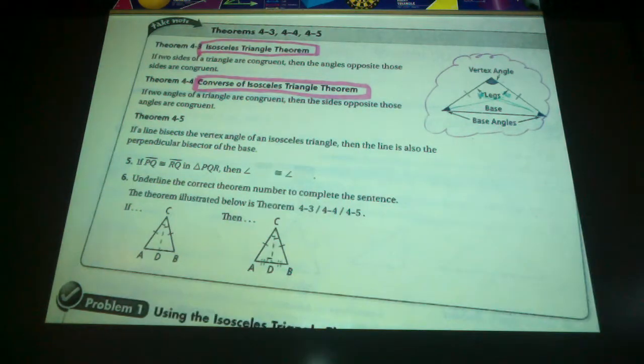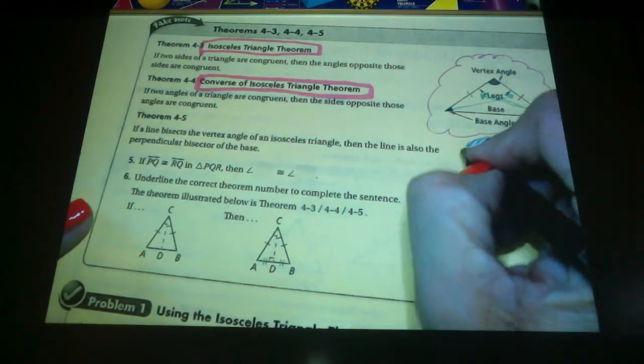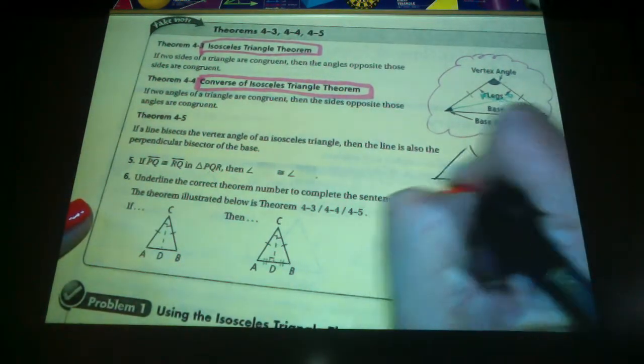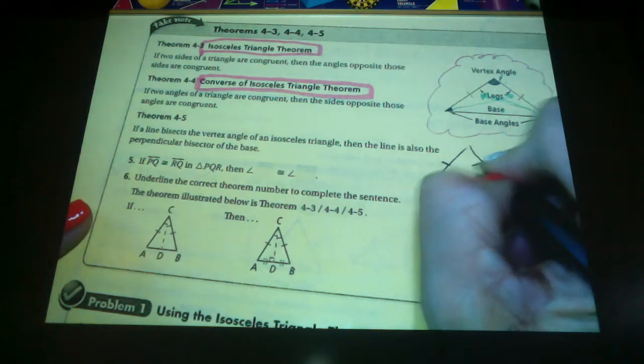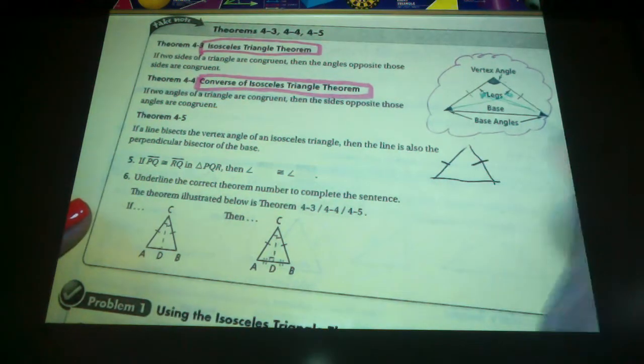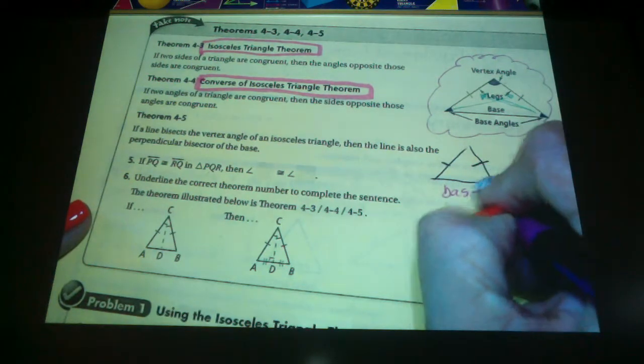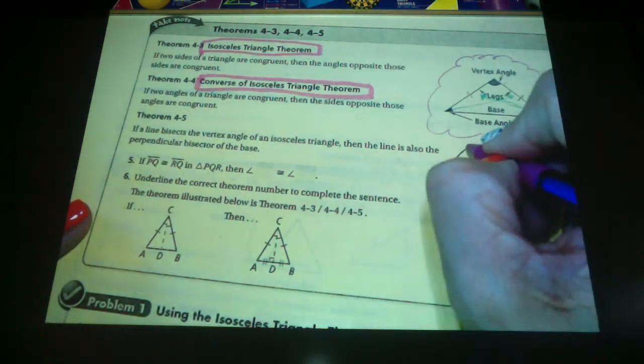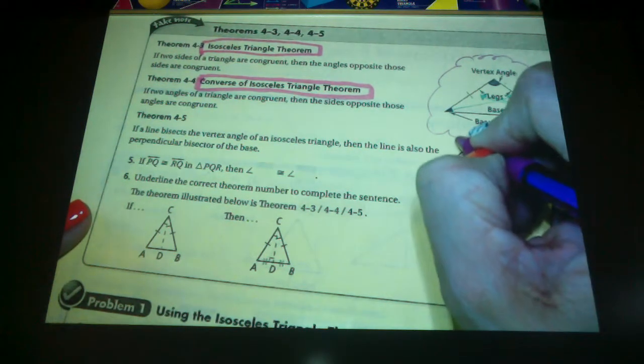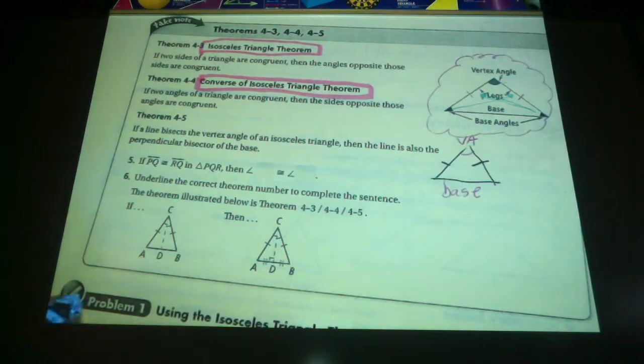Then theorem 4.5 says if a line bisects the vertex angle of an isosceles triangle, then the line is also the perpendicular bisector of the base. So here's your isosceles triangle. These are the sides that are congruent. So this is your base, and this right here is your vertex angle. So I'll just call it VA.